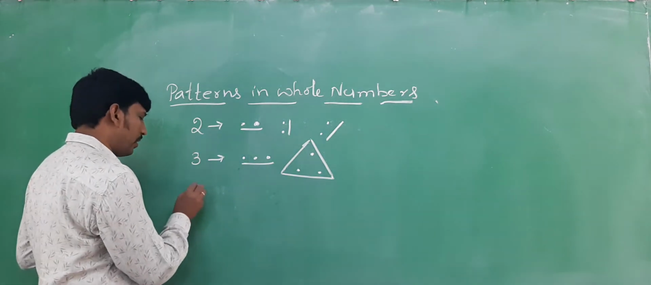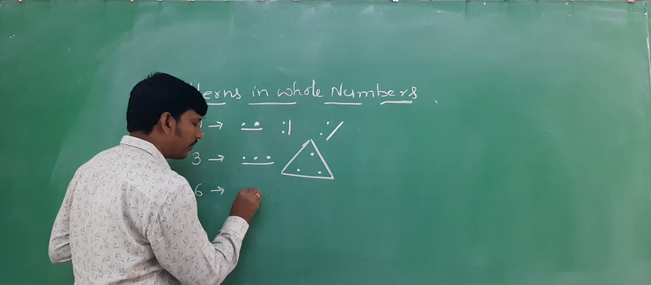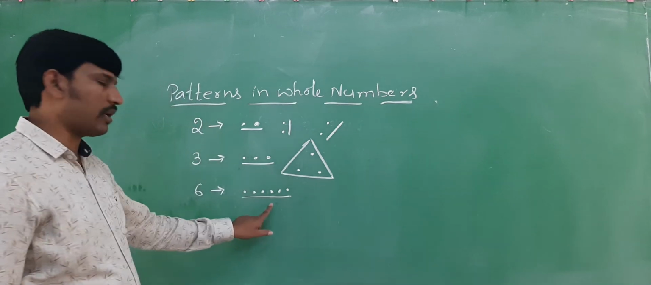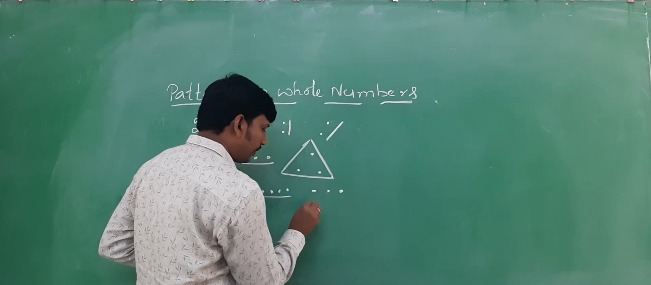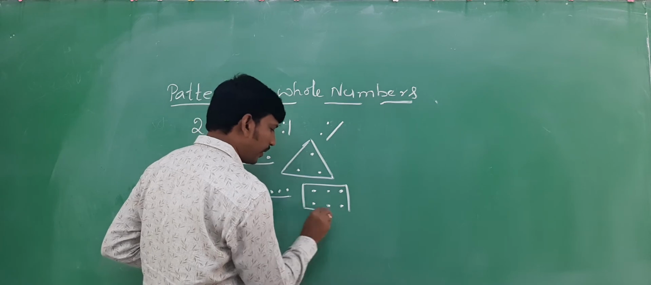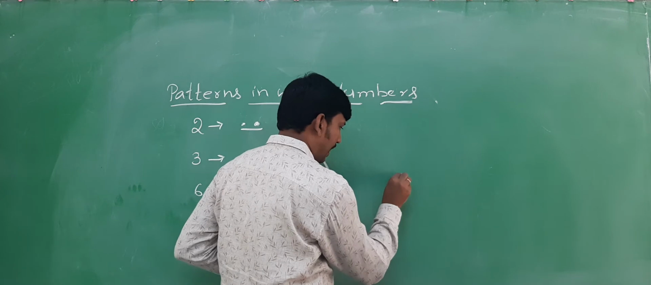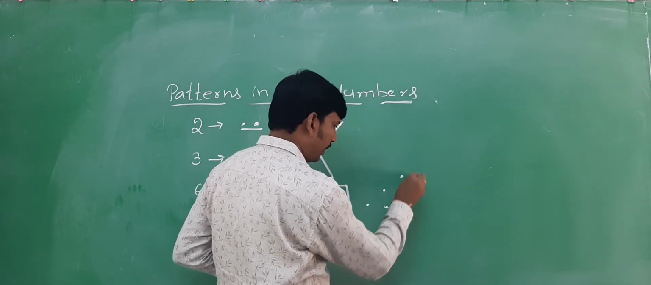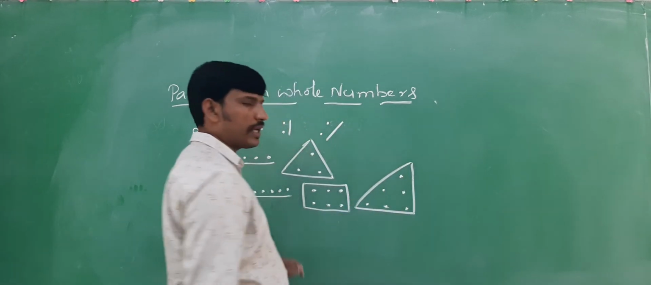Let us take one more number, 6. By using 6 dots we can form a line: 1, 2, 3, 4, 5, 6. We can also form a rectangle, that is 3 dots, 2 dots, 2 dots, again 3. A rectangle. You can form a triangle also: 1, 2, 3. Clear? In total 6 dots are there. We can form a triangle.